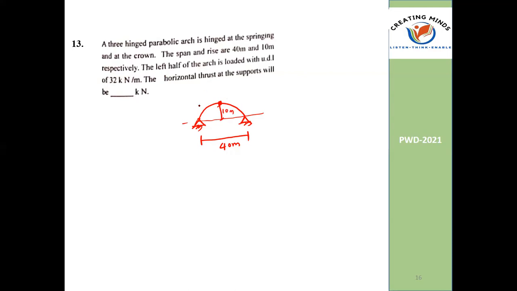The left half of the arch, this is very, very important. The left half of the arch is having a UDL of 32 kilonewton per meter. What is the horizontal thrust? What is the H value?